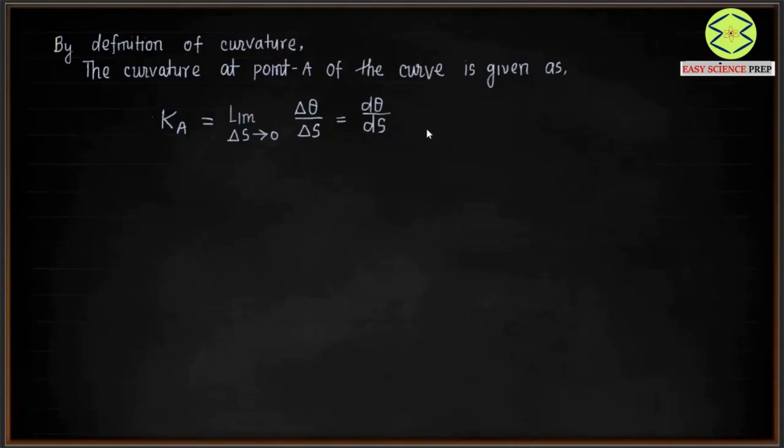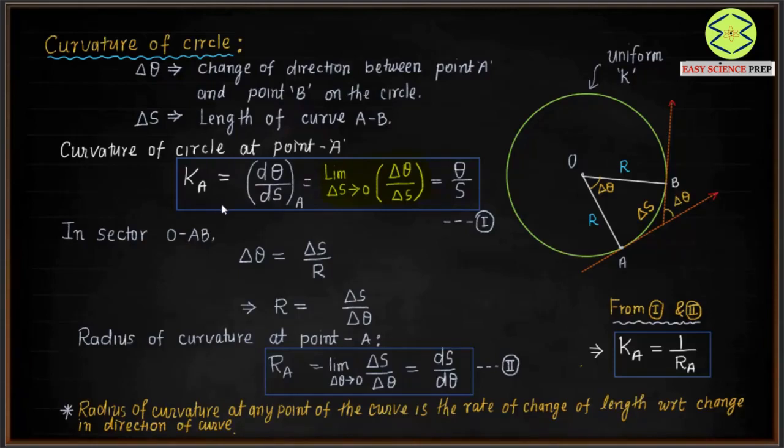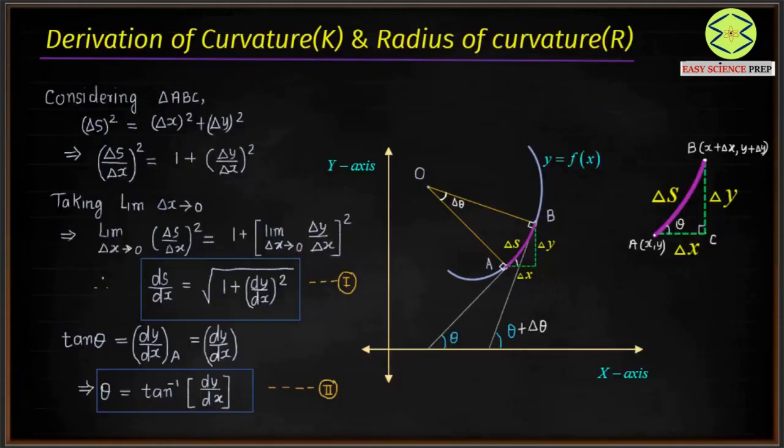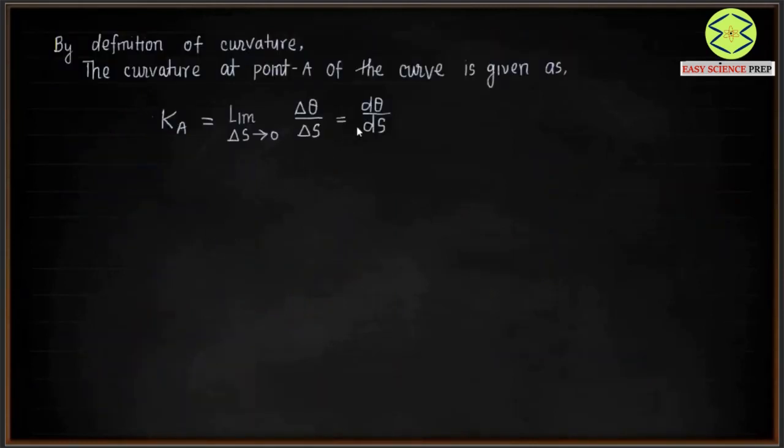Okay, so this already we know, there is no big deal, because already we have derived that the curvature at any point is nothing but d theta by ds at that particular point. So the same way we have extended the concept to the given curve. So now I need to find out d theta by ds at particular point A. We are referring at point A only, right?